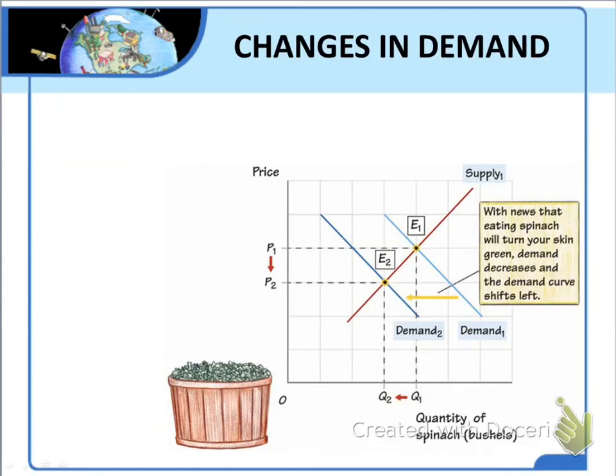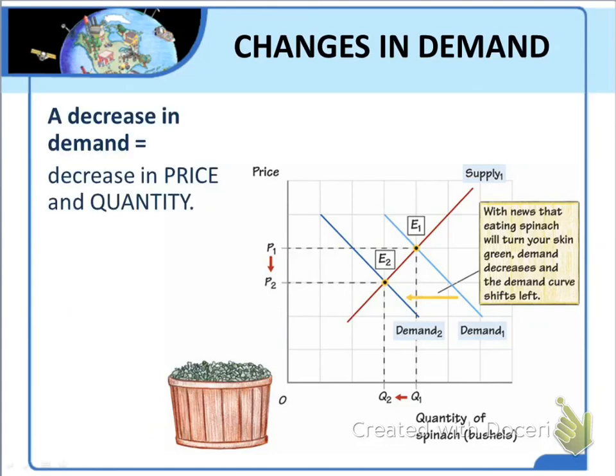Let's consider an alternative story. Suppose that instead of finding new health benefits, research indicates that eating too much spinach will turn your skin green. Once consumers become aware of this, their interest in spinach will wilt. They will demand less spinach at each price, as illustrated by a leftward shift of the demand curve. So now we're going to see what happens with a decrease in demand.